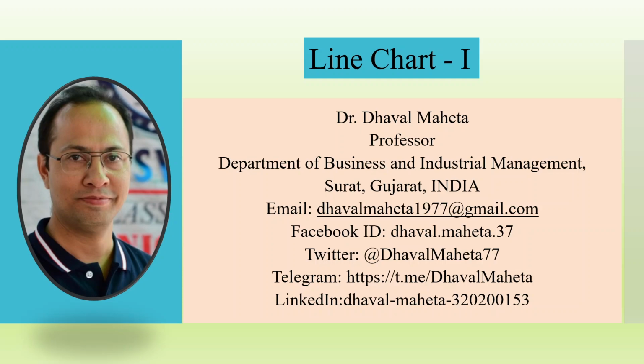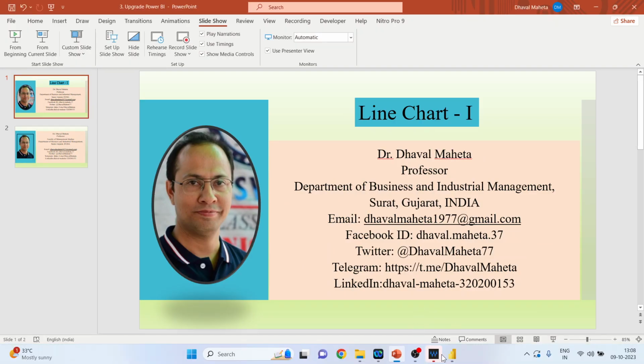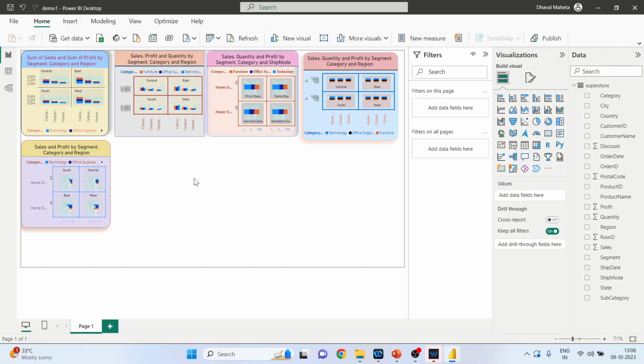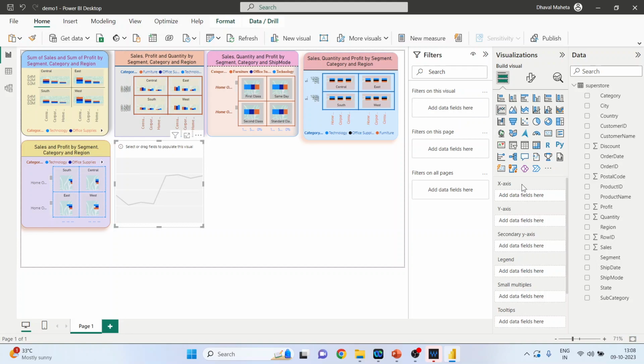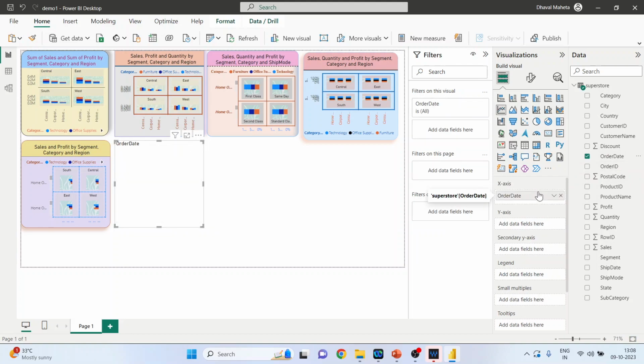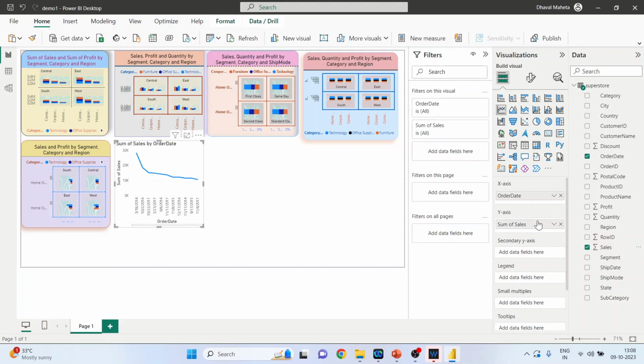This is Dr. Dhaval Maheta, and today we will understand how to create a line chart in Power BI. For this, we'll go in Power BI. I'll activate the line chart here. So, in x-axis, we'll pick up the order date. In y-axis, we'll take the sales, and your line chart is ready.